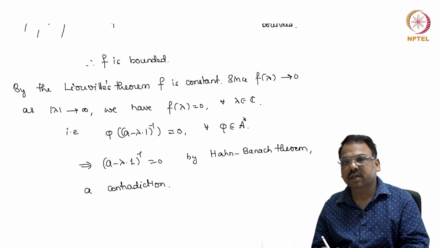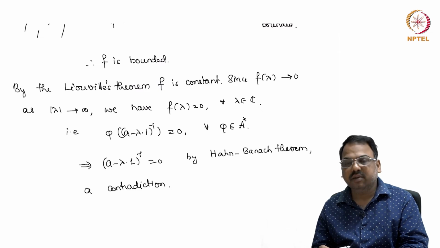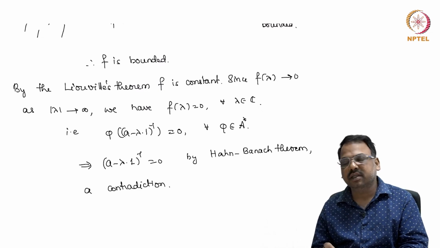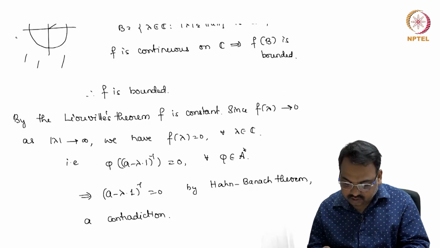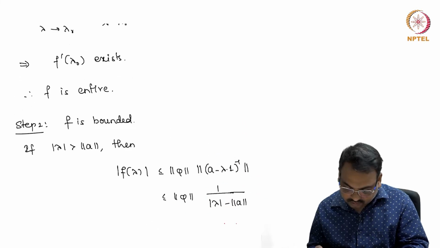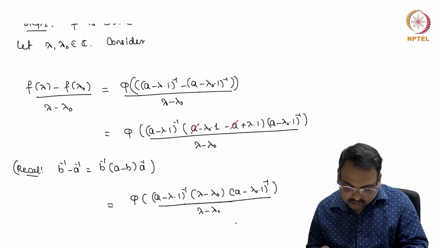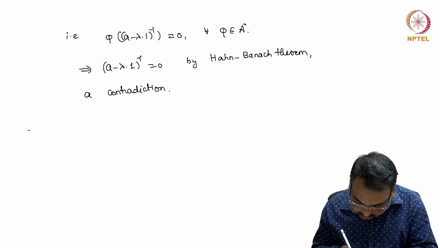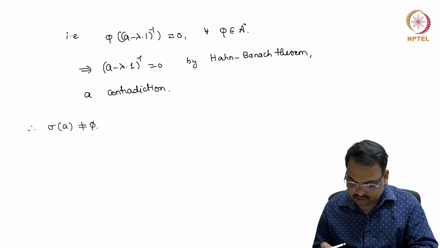Because (A minus lambda 1) inverse cannot be 0. If this is 0, then if you multiply with (A minus lambda 1) from the left hand side, you will get left hand side equal to 1 and right hand side it is 0, which is a contradiction. That means our assumption that the spectrum of A is empty is wrong. So therefore we can say that the spectrum of A cannot be empty. It is a non-empty subset of C.